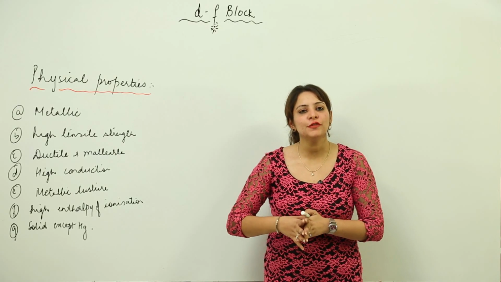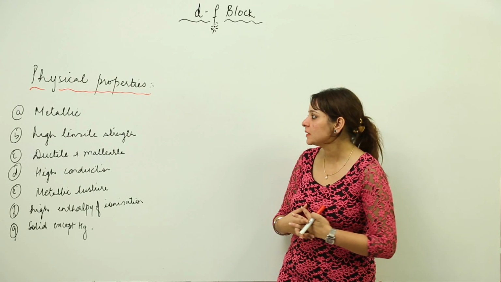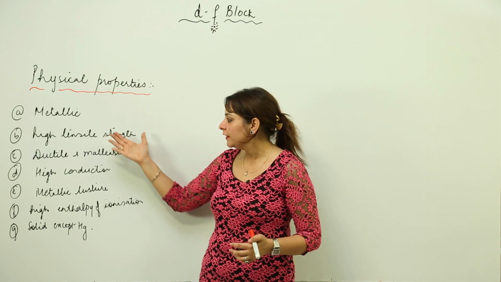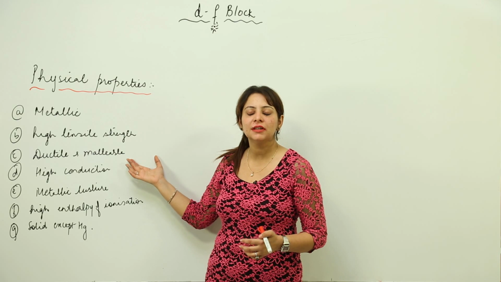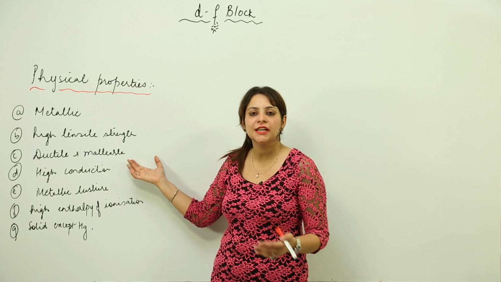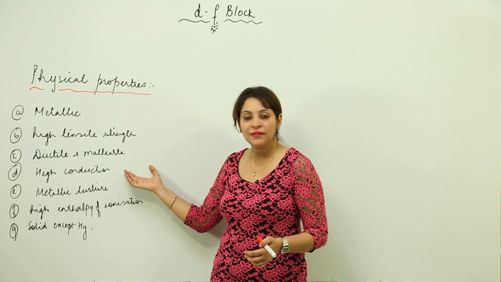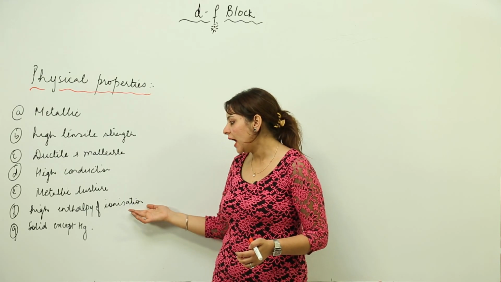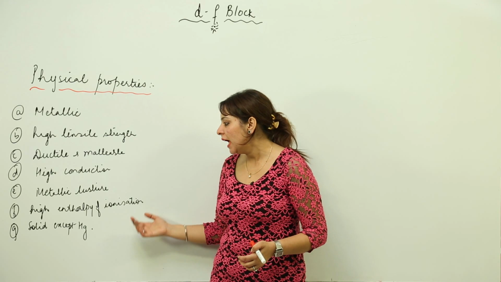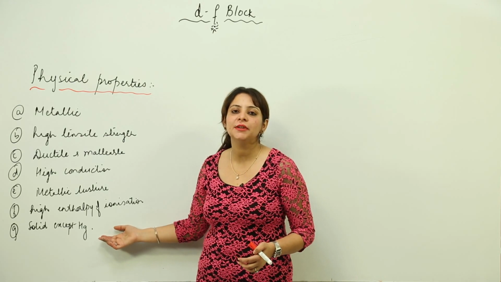So as we look for the physical properties of the transition elements, they are metallic, they have high tensile strength, they are ductile and malleable, so they can be beaten into thin sheets and drawn into wires. They have high conduction power, they have metallic luster too, and there is high enthalpy of ionization, and they are mostly solid except mercury.